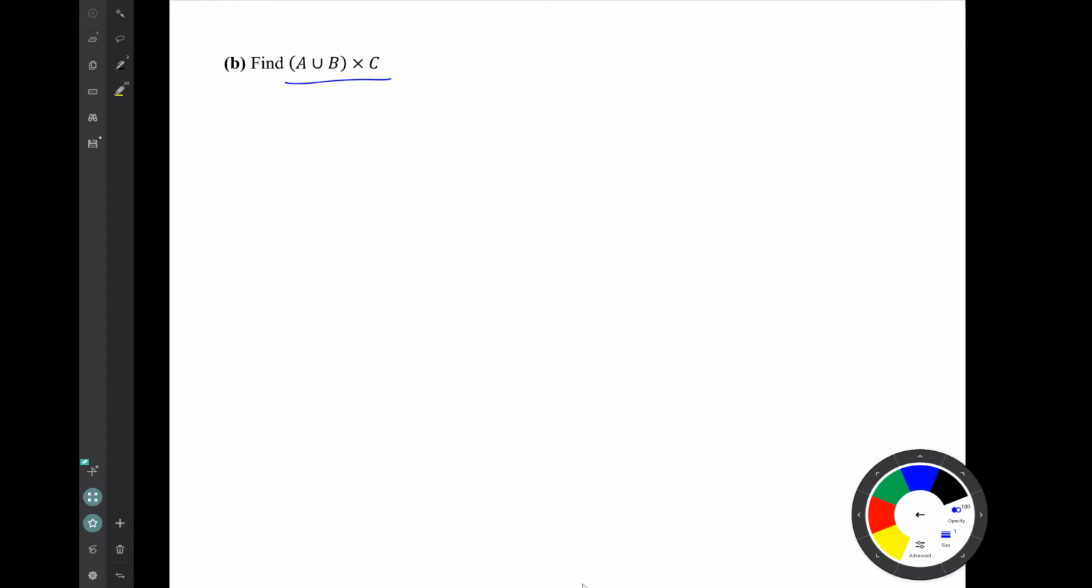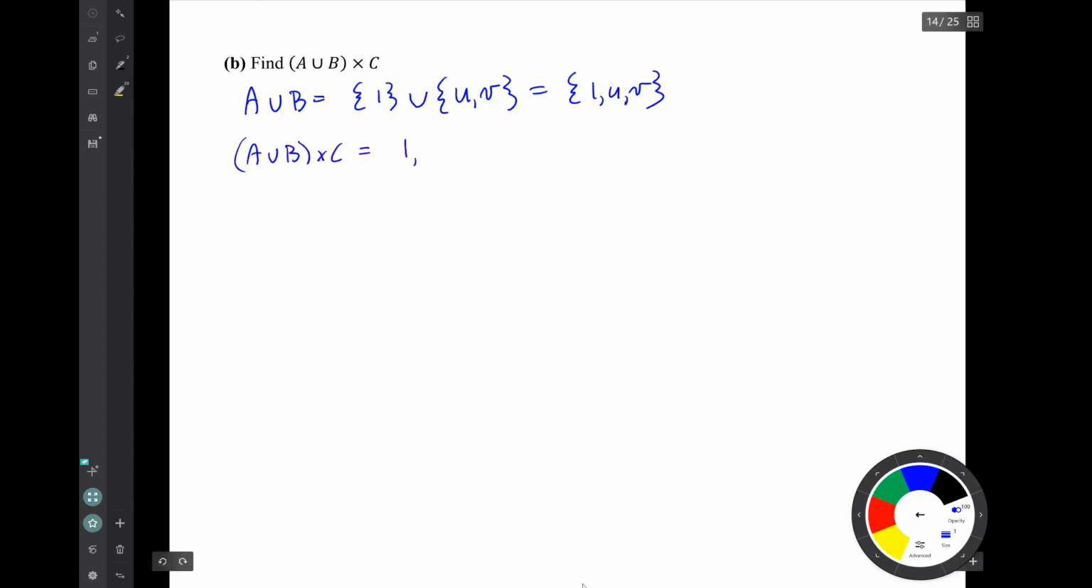Let's go on. Now we have to find this, A union B cross C. Okay, well for that we have to find the union of A and B first. So there's A union B. Now we have to cross that with C. Now remember what the cross product is. It means the set of ordered pairs. Each ordered pair is going to have one of these things on the left and one of these things on the right.